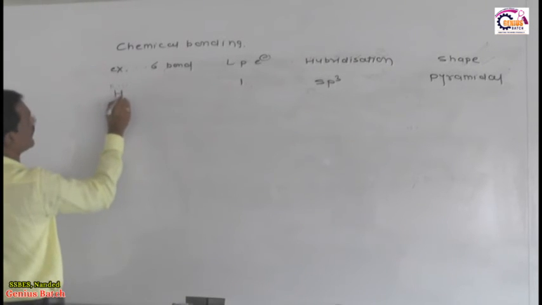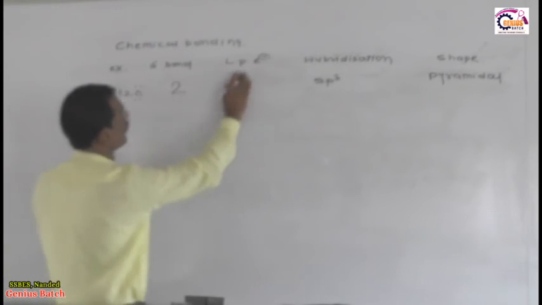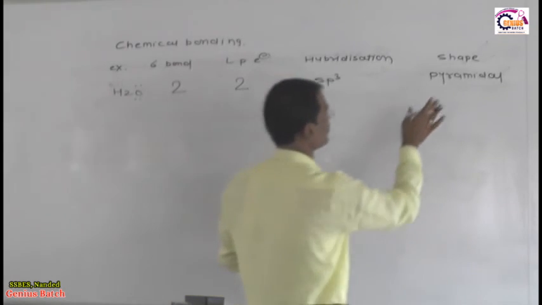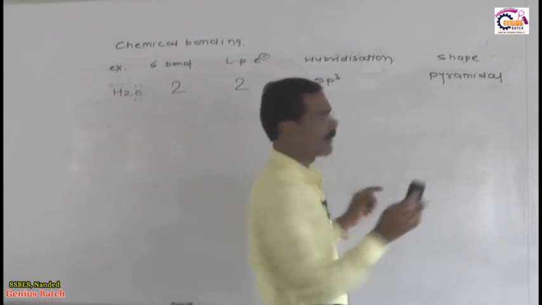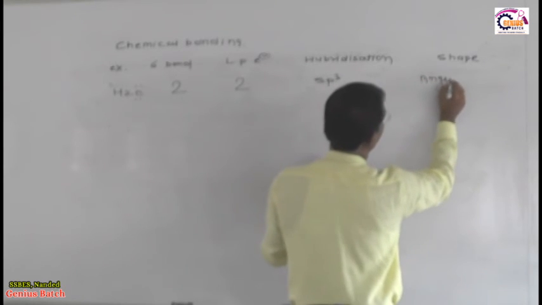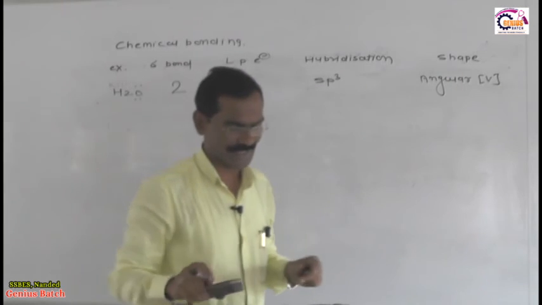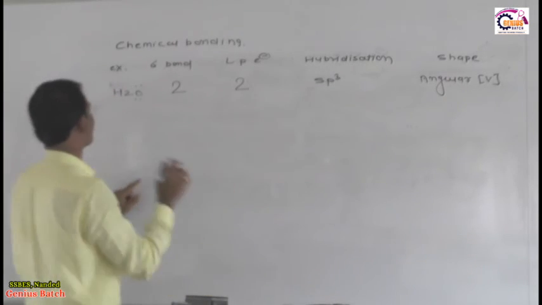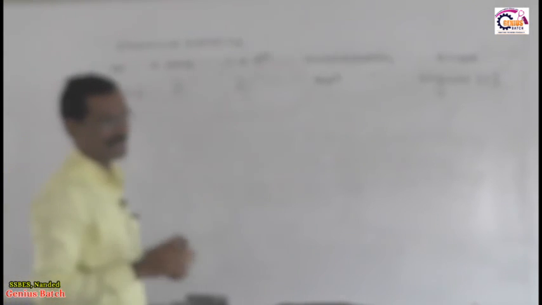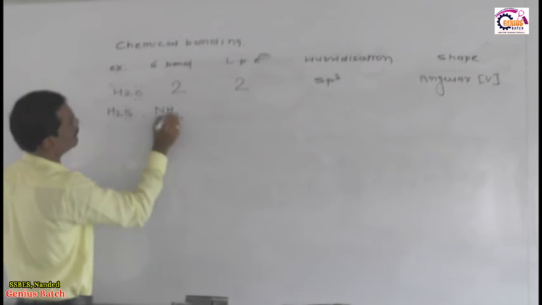Suppose for example we are considering your water molecule. What happened in the water molecule? 2 sigma bond with how many lone pair? 2 lone pair. No doubt hybridization is sp3, but in place of geometrical shape pyramidal, the shape of this molecule becomes angular or V shape. The example of this category is H2O, then H2S, you know very well, hydrogen sulfide. Then after H2S, this is NH2 minus.